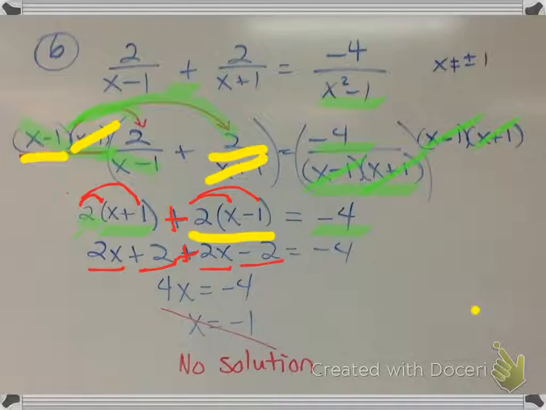Add my like terms and work it out, and I got x equals negative 1, but back in the beginning of my problem I noticed that I could not have a 1 or a negative 1 because it would cause zeros in the denominator. So this problem has no solution.